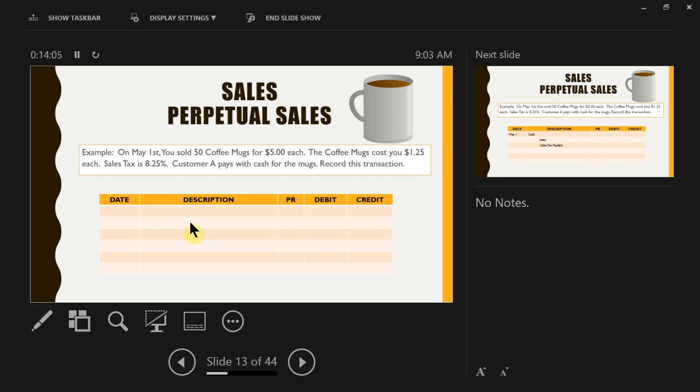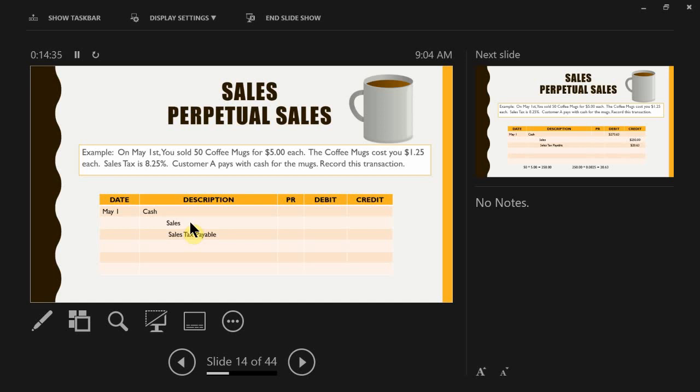They paid with cash, right? When we deal with sales, we need to journalize our sales and our sales tax, okay? So let's determine what is my total amount of sales, what's the tax, and how much money am I going to be receiving in grand total. So in this case, it's focused on sales. If I sold 50 mugs at $5 each, what is my total sales?